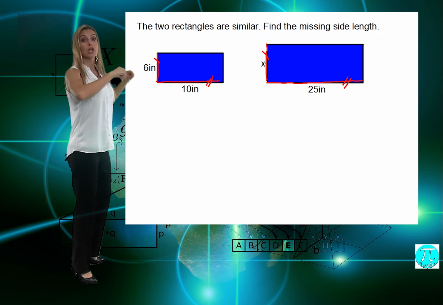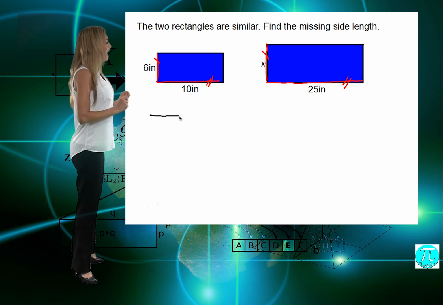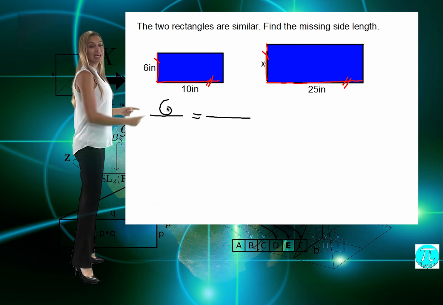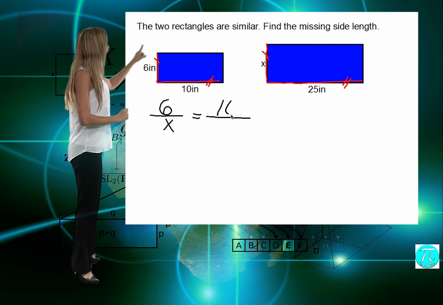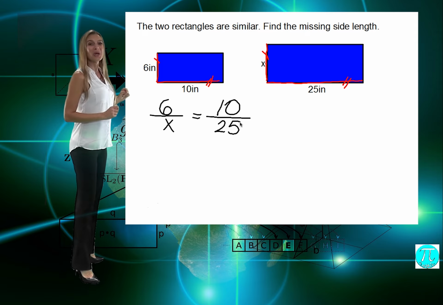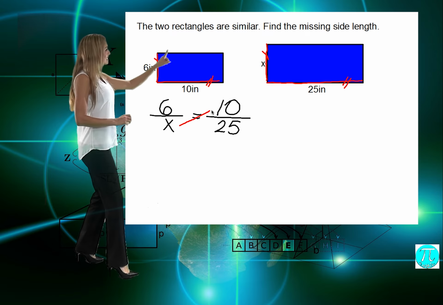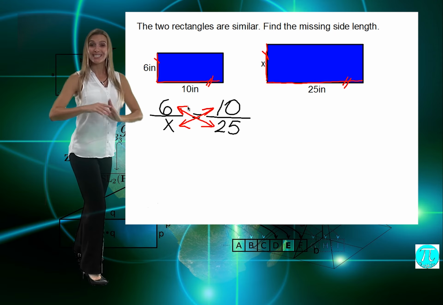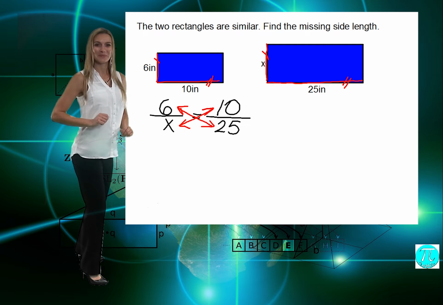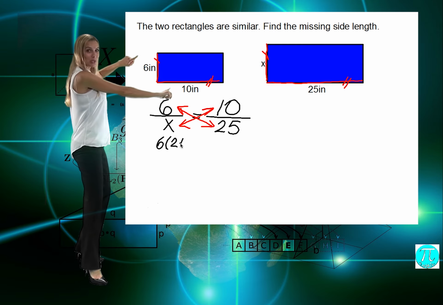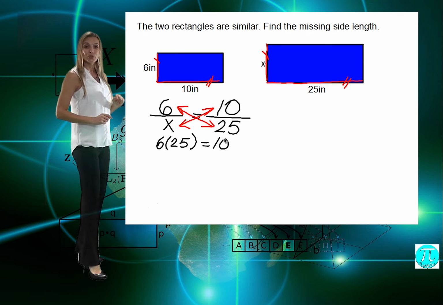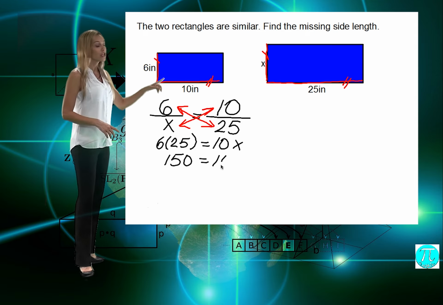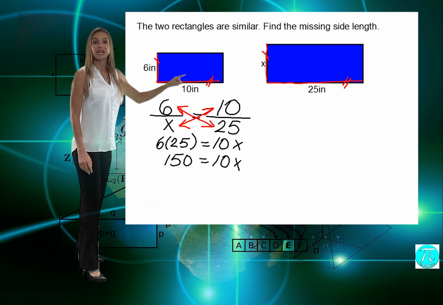We have similar figures. We're going to set up a proportion. I know that this height corresponds to that height, this base corresponds to that base, and let's go. Left height is 6, right height is unknown. Left base is 10, right base is 25. Let's cross multiply these and see what we can do with that. So we multiply 6 times 25 and we want to make it equal to 10 times x. 6 times 25 is 150 and that equals 10 times x.